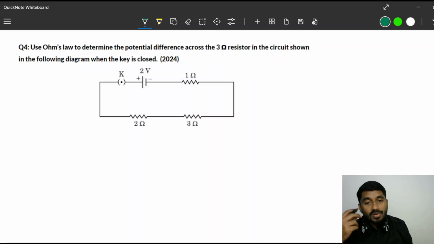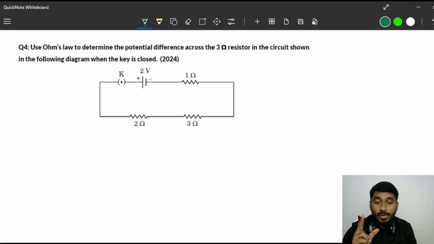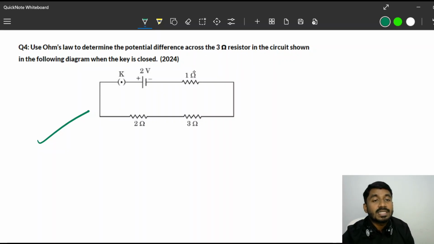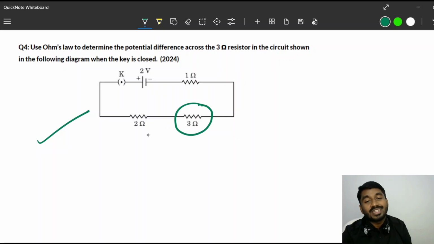Okay, so we will discuss more questions in the next class, and in the next video we will be discussing more numericals from the same chapter. So this is a homework question I am giving you. Use Ohm's law to determine the potential difference across 3 ohm. We need to find the potential difference across the 3 ohm resistor in the circuit shown in the diagram when the key is closed. So first you need to find the current.